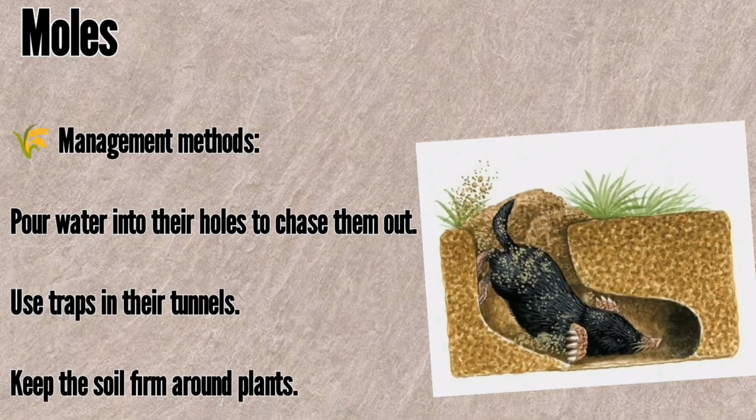We can thus manage them by pouring water into their holes to chase them out. We can use traps in their tunnels and keep the soil firm around our plants.